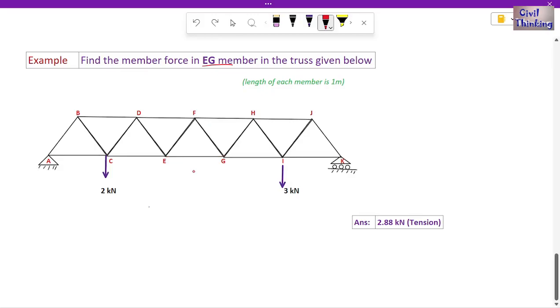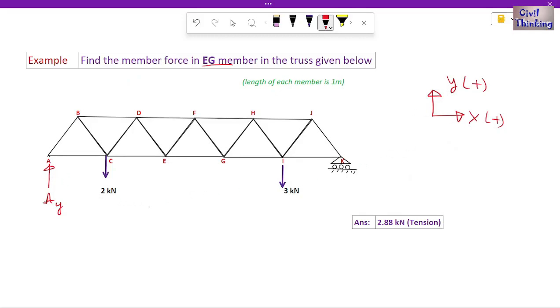Since this is our member, we have to cut here. But before that, step 1 is draw the free body diagram of the whole truss. Now this is a hinge here, so let me convert it into the reactions. Let us say this is AY, reaction at A in the Y direction, because Y is upwards, and X is horizontal direction. X is positive towards right and Y is positive towards up, and everything opposite is negative.